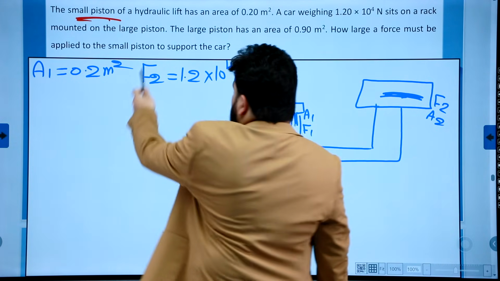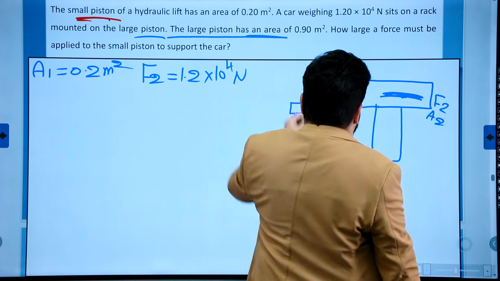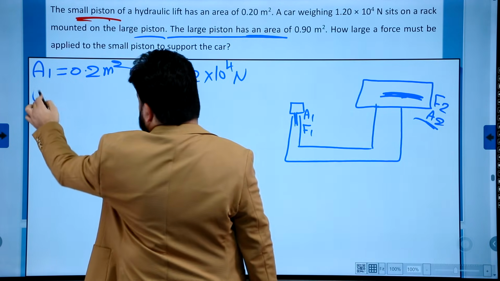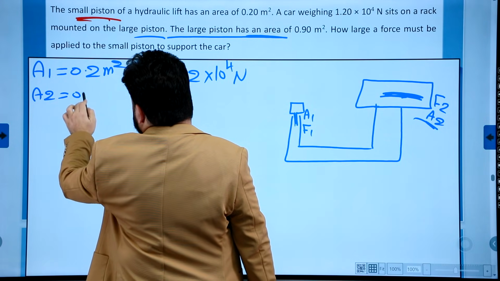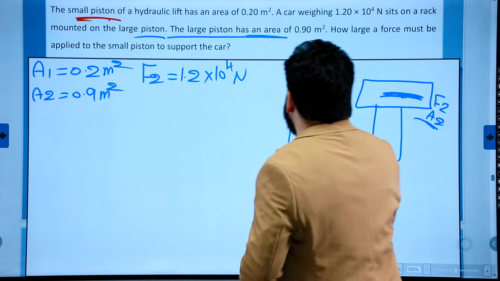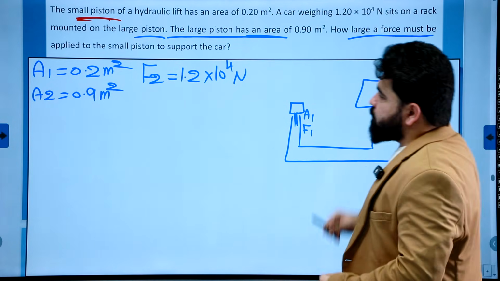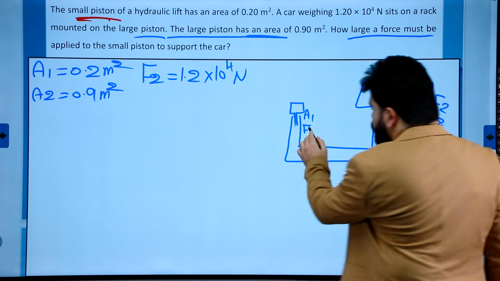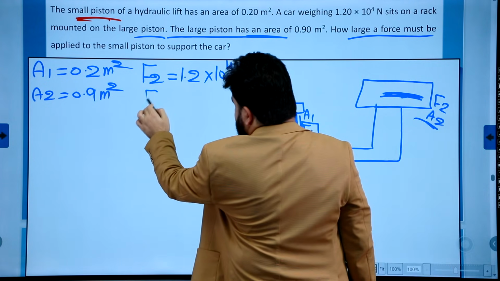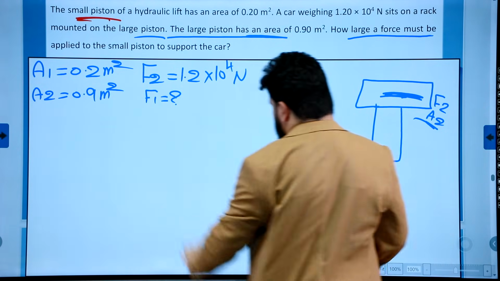Sits on a rack on a large piston. The large piston has an area, so A2 here is equal to 0.9 meter squared. It says how large a force must be applied to the small piston. So which force is with the small piston? It's F1. So find F1. F1 is equal to what?